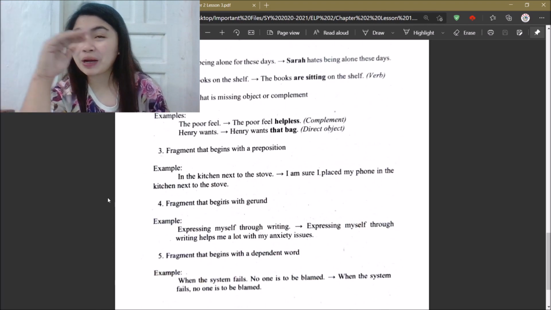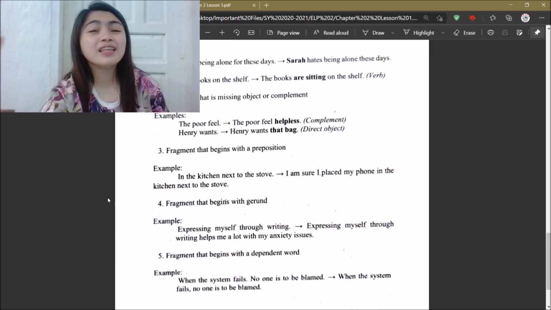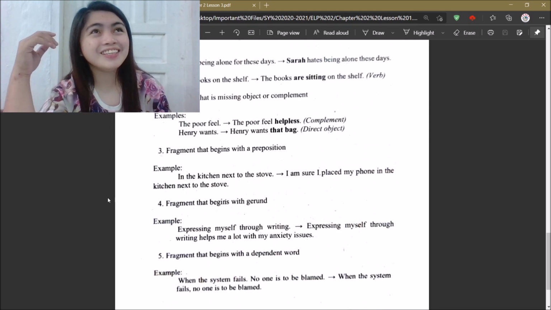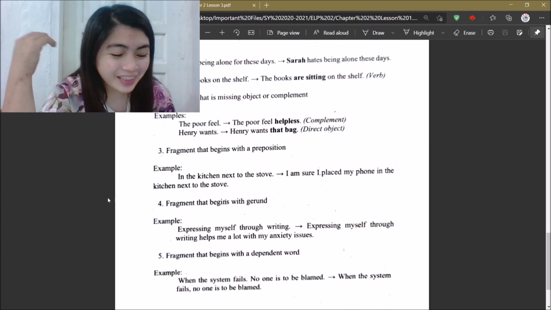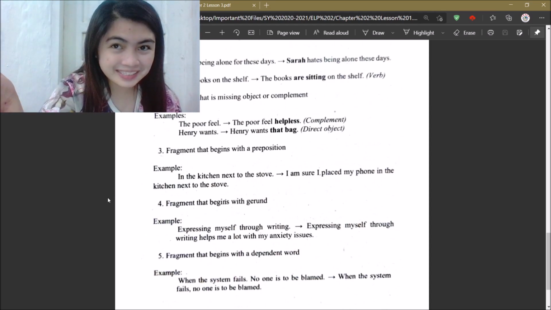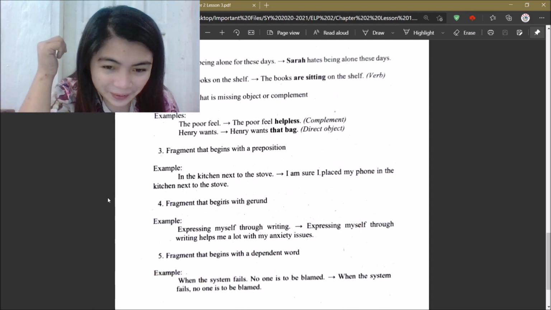So, yeah, para maiwasan yung misunderstanding, maiwasan yung misconception, yung mga yan, you need to practice having the five components of a complete sentence. Yes. So, ayun lang.